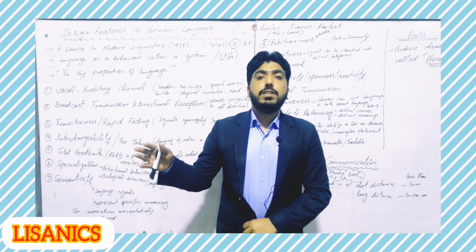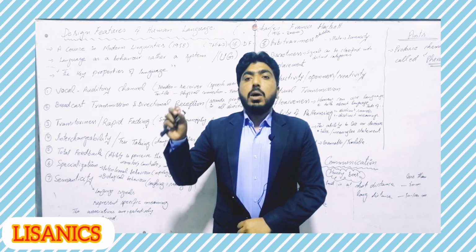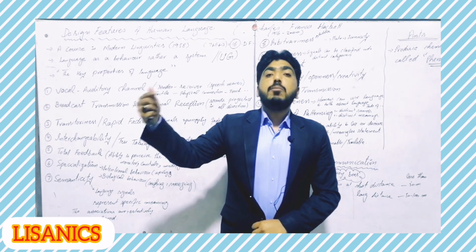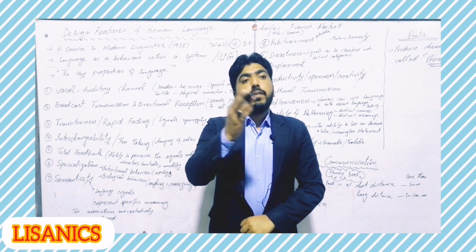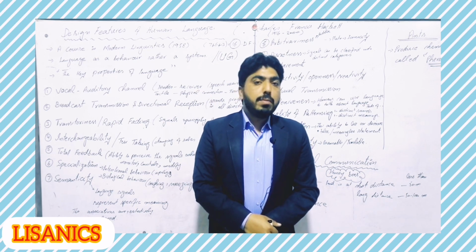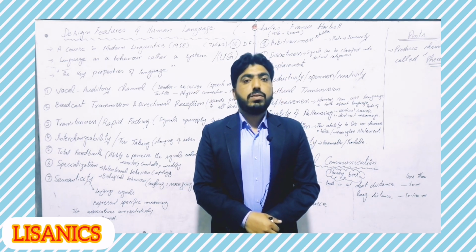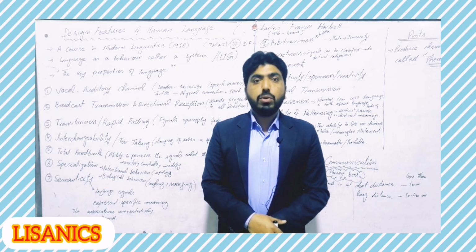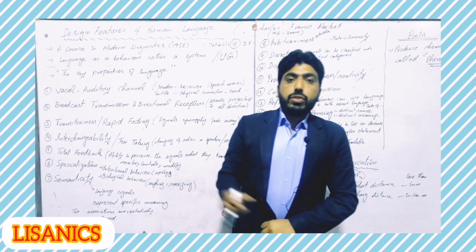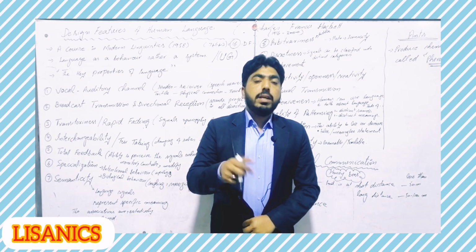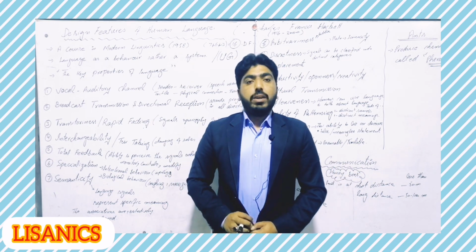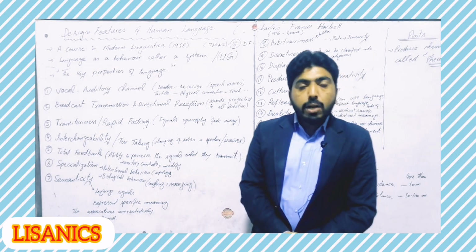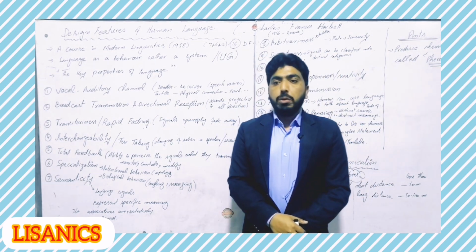There may be some features which are present in other communication systems. Out of these 16 features, some are present in other communication systems, like the animals' communication system, the birds' communication system, or other systems that also communicate a message. So certain features are also present in other communication systems. These are universally acknowledged, but some features are only and only specific to human beings.